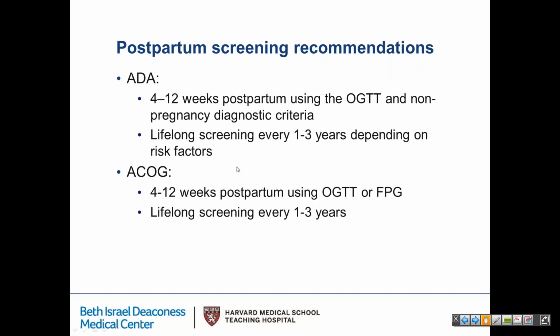So both the ADA and ACOG recommend screening in the postpartum period. At the postpartum visit, which is now 4 to 12 weeks, we're all kind of on the same page. One thing I would say is don't use an A1C at that postpartum visit. Use an oral glucose tolerance test or a fasting glucose, and use non-pregnancy diagnostic criteria. Then people should have screening at least every 3 years. If they have abnormal screening at that first test, even if it's under the diagnosis for type 2 diabetes, they should be screened every year.